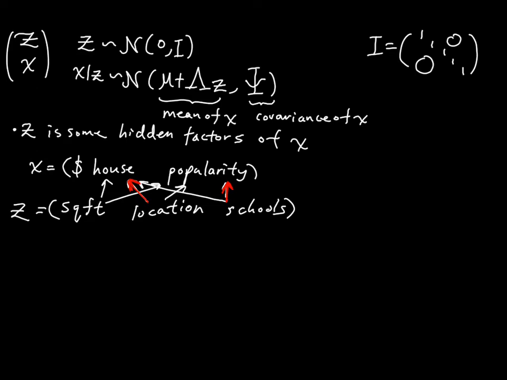So say we only have data that's about the money of the house and the popularity of the house, but we don't know about the square feet, location, and schools. So what we say is that usually the x's dimensions are greater than z's dimensions, but this is just an example. Pretty much we say that z is the hidden variables that determine the value of the x's values. And we don't know these z's, so we're just trying to find them.